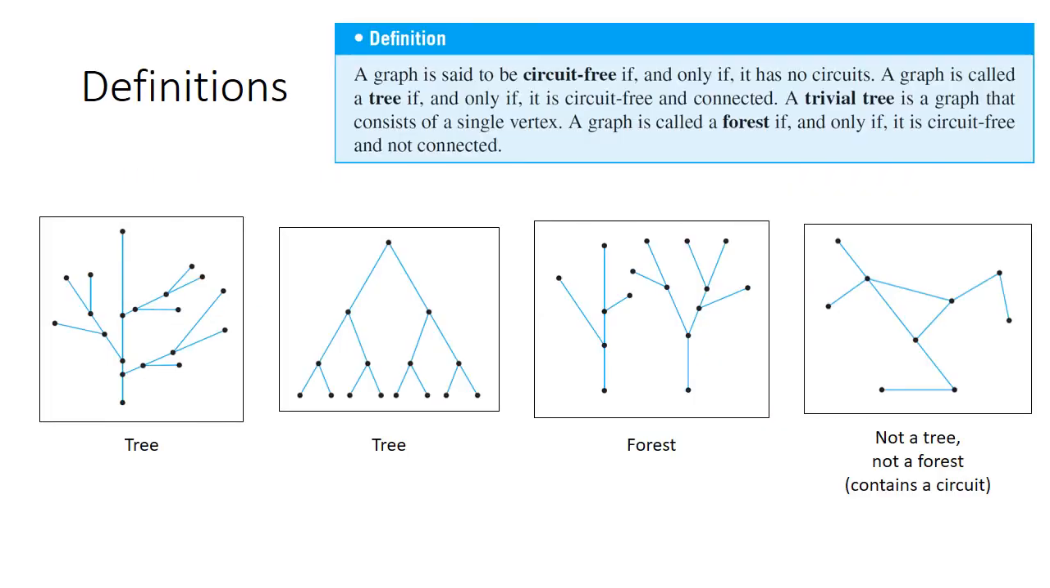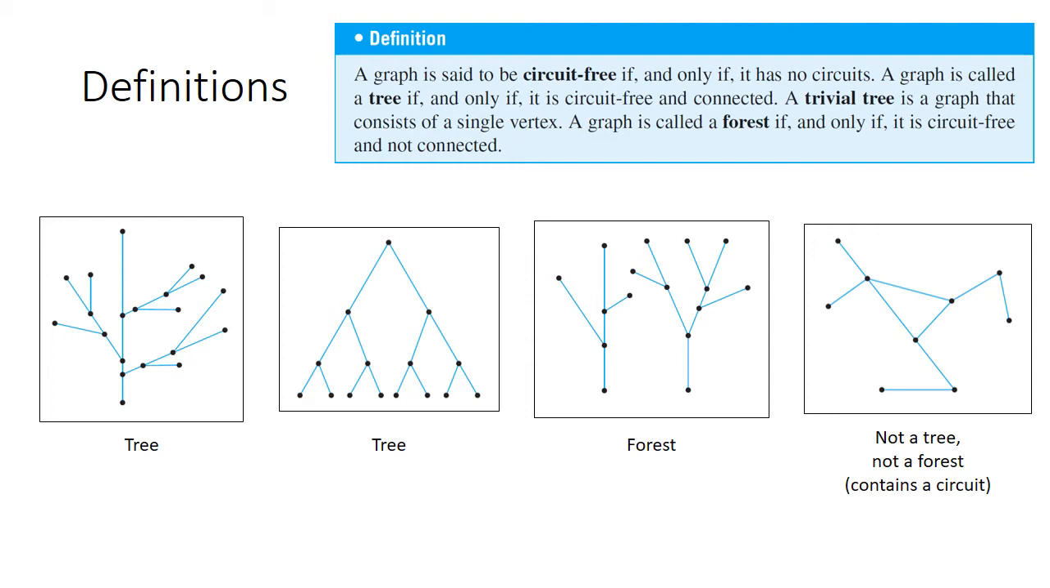Okay, so let's get into some definitions. A graph is said to be circuit-free if and only if it has no circuits. Remember that a circuit is a closed walk that has no repeated edges. So in a graph that is circuit-free, the only possible closed walk would have to repeat edges. A graph is called a tree if and only if it is circuit-free and connected.